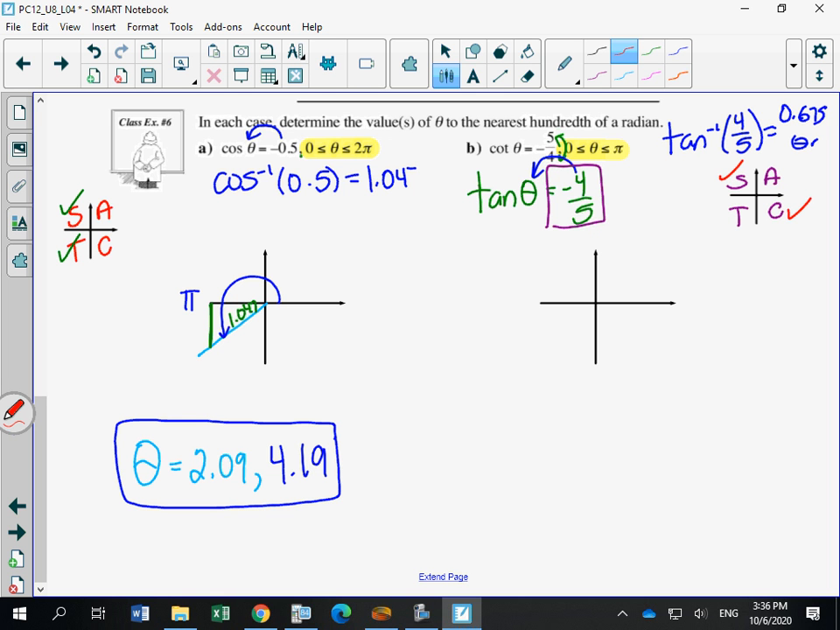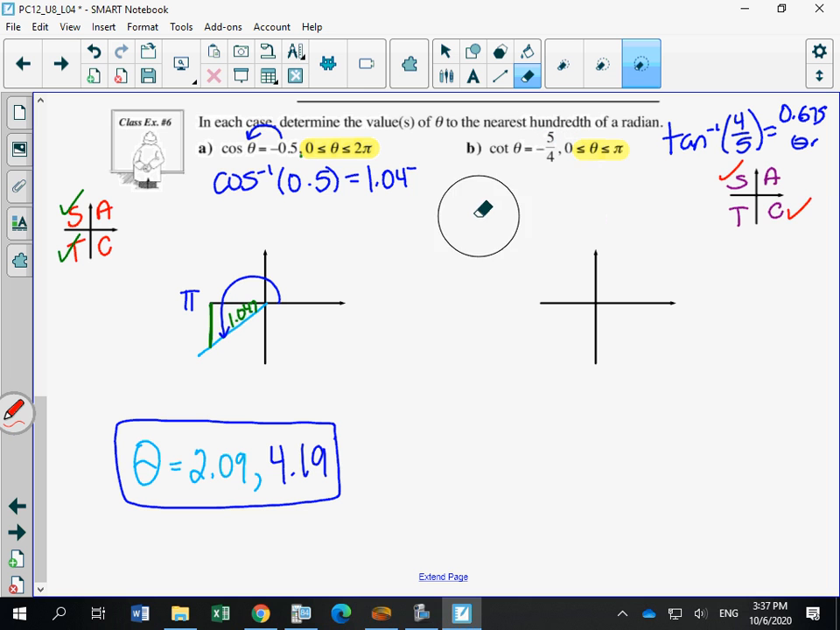Something very important though. If we were to do this like the last question, I would have gotten 2 answers. But what I want to draw your attention to is the domain restriction. They actually give us a domain restriction and they say, I want the answer to be less than pi, but greater than 0. So I want my rotational angle to be less than pi and greater than 0.